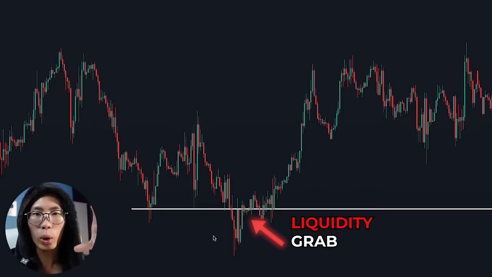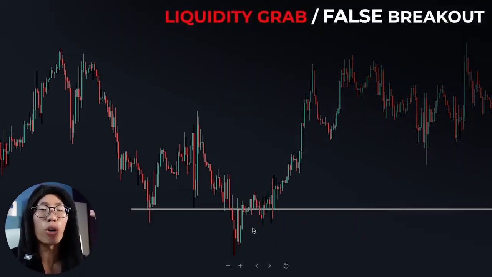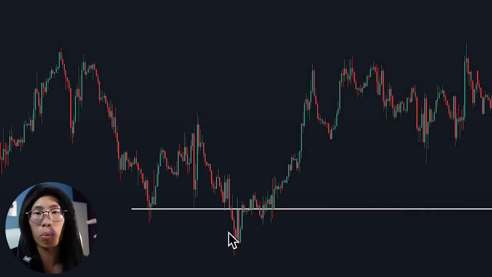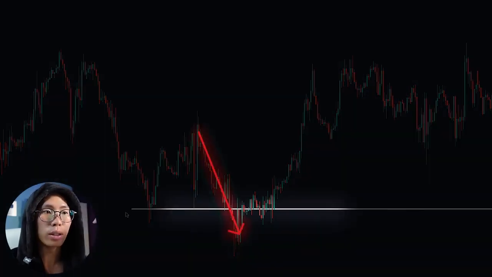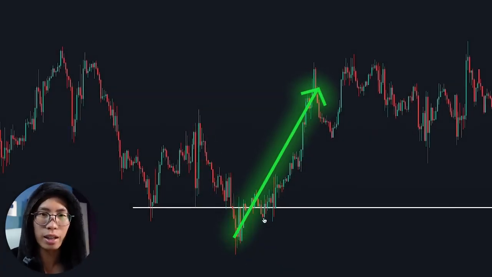So the first thing you want to look for is for price to give us a liquidity grab or a forced breakout at a supply or demand zone, which is exactly what price gave us here. Price broke through the support level, and then it just went back up. So this was a very clear forced breakout, or what I like to call a liquidity grab.